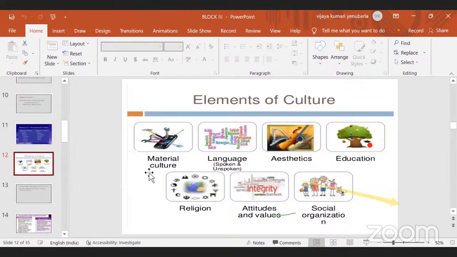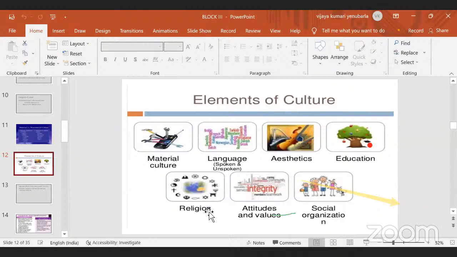Elements of culture. So these we have already discussed. This is a material culture. These are all the elements of culture: language, spoken and unspoken. Aesthetics. Aesthetics is artifacts, painting, and music, all this comes under aesthetics. Education, any development which comes under education.